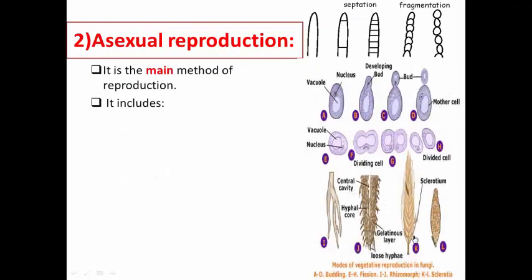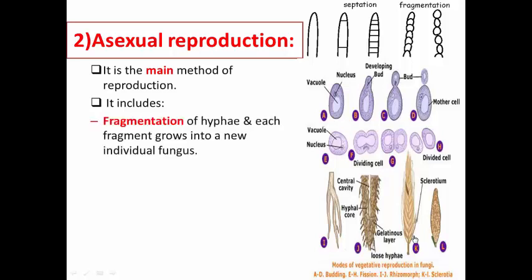In asexual reproduction, it is the main method. Yes, asexual reproduction is the main method of reproduction. It includes fragmentation of the hyphae. This means that multiple septa like this, then each one of these is converted into a spore, which is separated and dispersed.